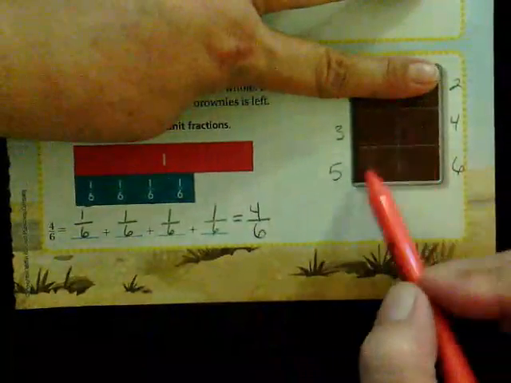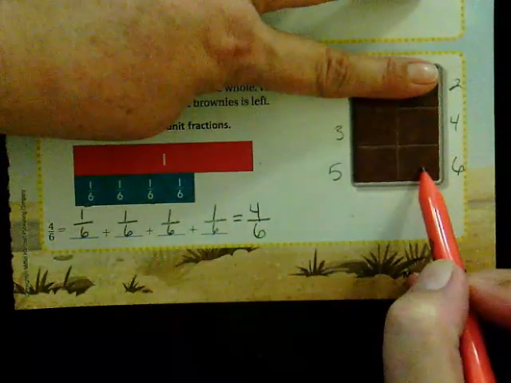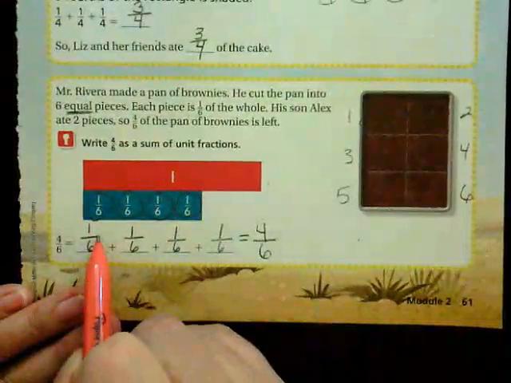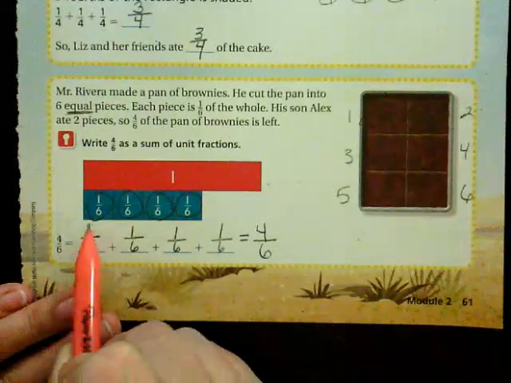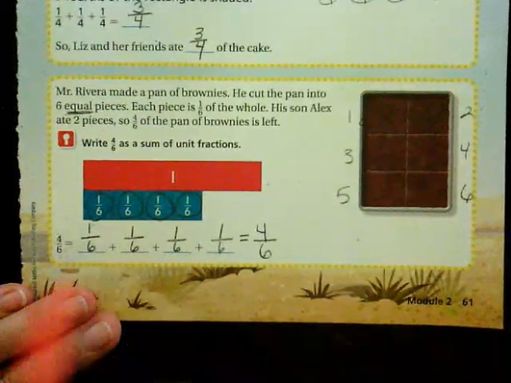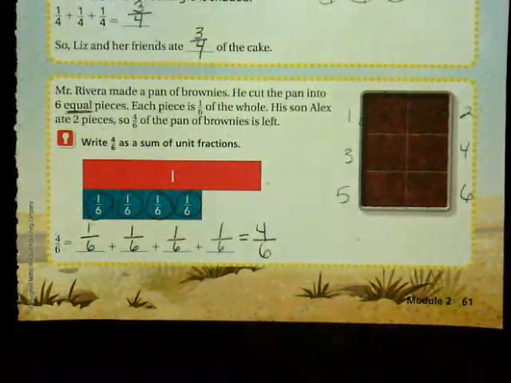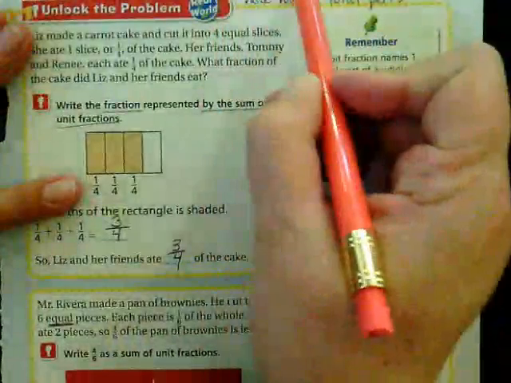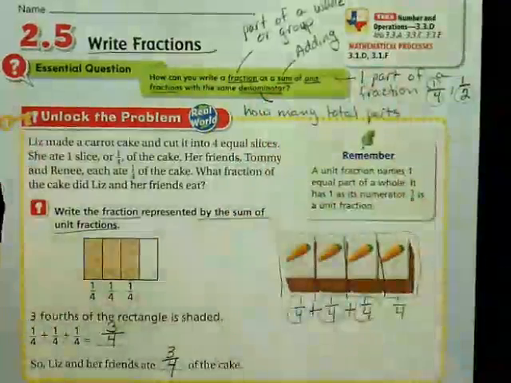I still have 1, 2, 3, 4 pieces left, or 1, 2, 3, 4 units left. This is a unit fraction. Remember, unit fractions always have a 1 and then however many pieces or parts you have. So 1 is always the numerator and your denominator is how many you started with. Let's do one more lesson video on the next slide, and then you're going to get to practice adding unit fractions. So you can write a fraction as the sum of unit fractions with the same denominator.